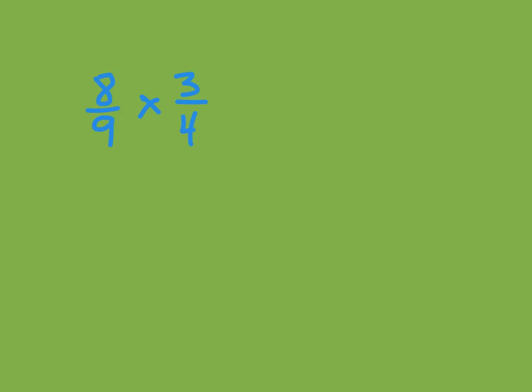Let's take a look at our next multiplication problem. Again, I'm going to just assume that I don't know how to cross-cancel or give myself an easier problem. So many 6th graders, if they couldn't see how to do this, would simply take the numerator times the numerator. 8 times 3 is 24. 9 times 4 is 36.